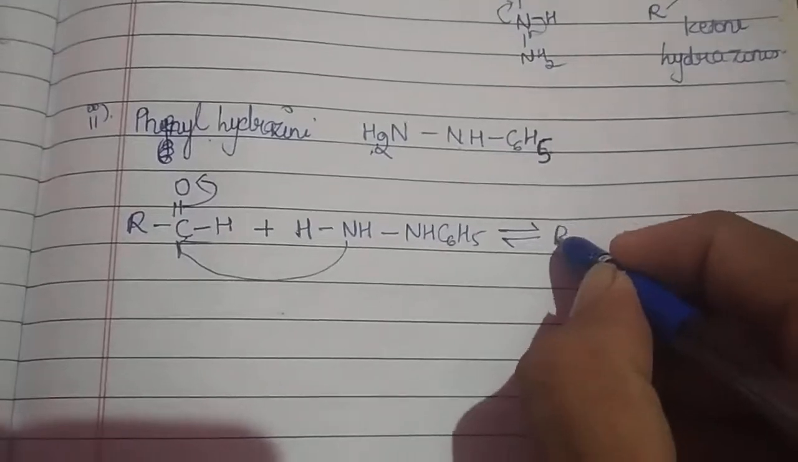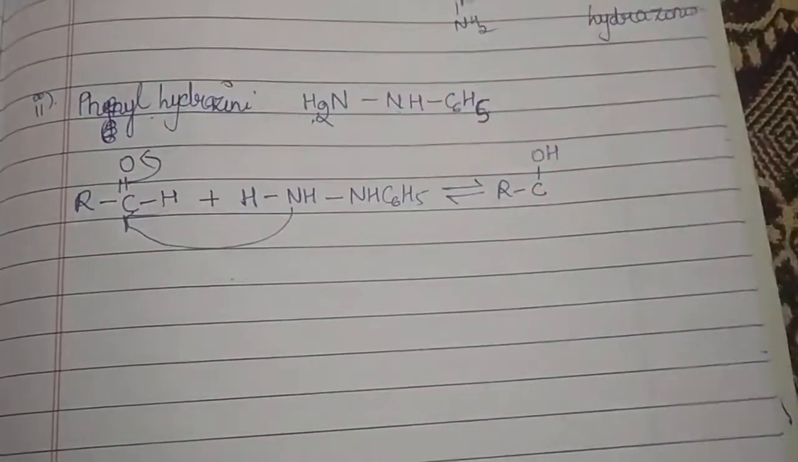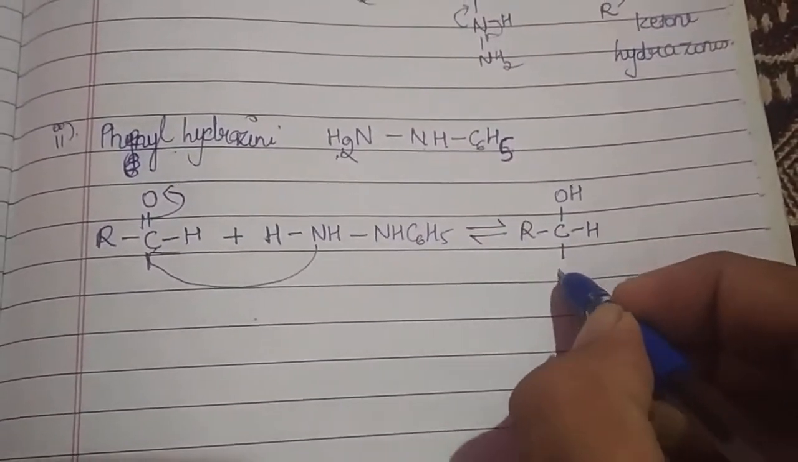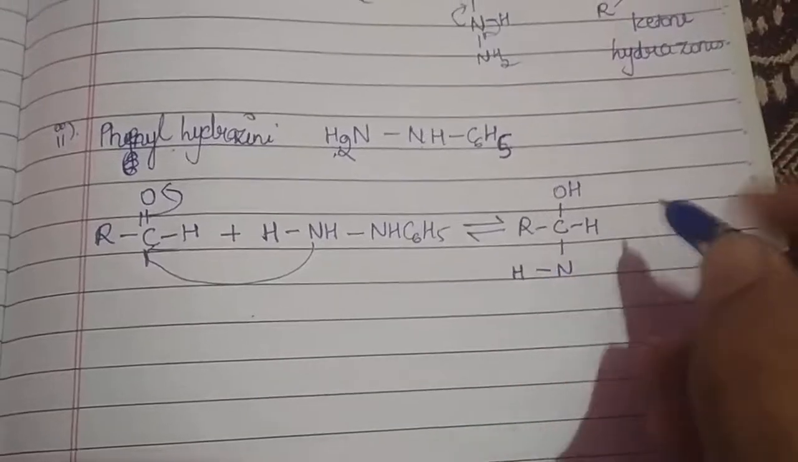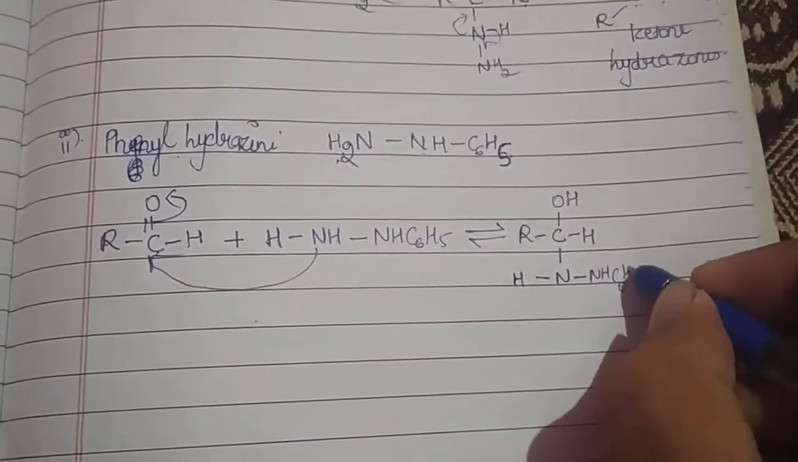So what you are going to get? R C OH. Yes, of course it is having the H, but along with that one you also are getting NH. Yes, and also NHC6H5.